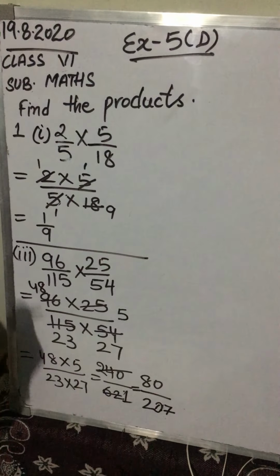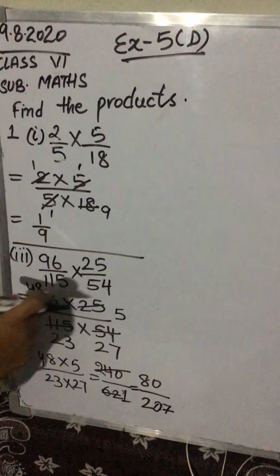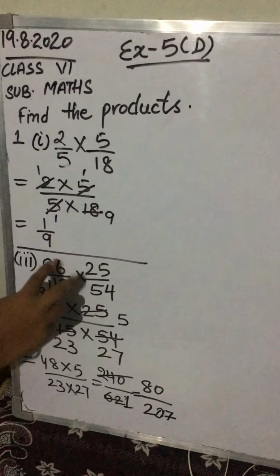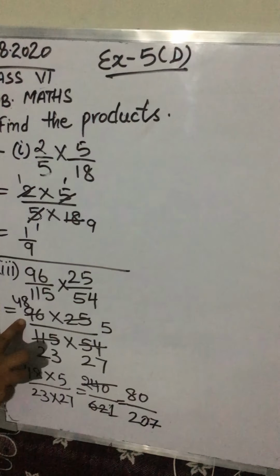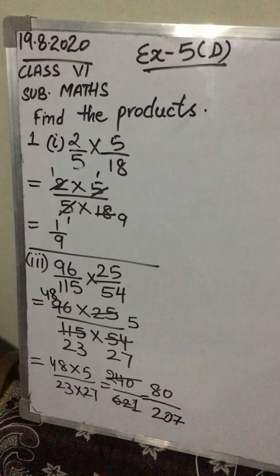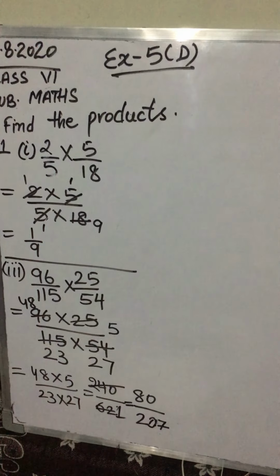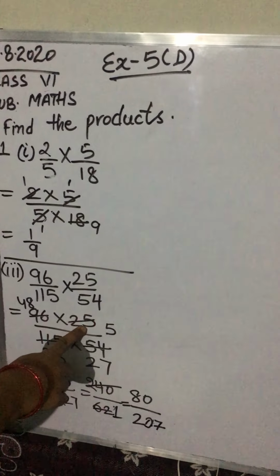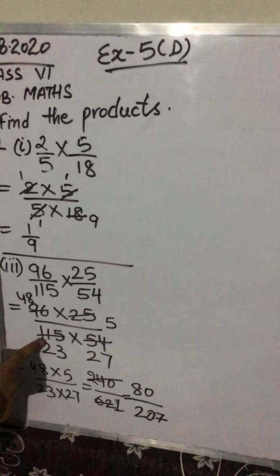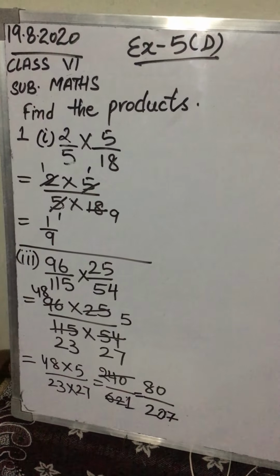Now see the third part. It's third part, 96 by 115 into 25 by 54. What is the rule? First of all, multiply numerator by numerator and denominator by denominator. That is 96 into 25 divided by 115 into 54. Now we know that 25 and 115 both are coming in the same number table. That is what? 5 table. 5 5s are 25, 5 23s are 115. How have I done this? 5 2s are 10, 1 left 15, it will become 5 3s are 15. Okay, this is the way of simplification.